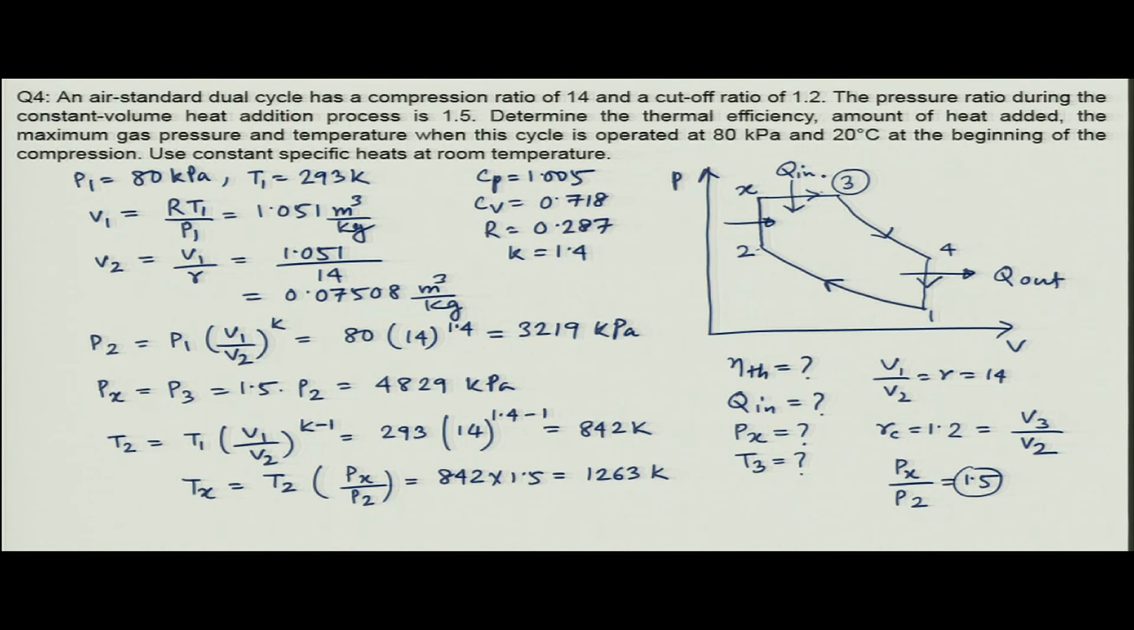Next we will find V3. So, for V3 we know the cutoff ratio. So, V3 is basically rc times V2, right. So, cutoff ratio is given as 1.2 and V2 is 0.07508 meter cube per kg. So, V3 you will get as 0.0901 meter cube per kg.